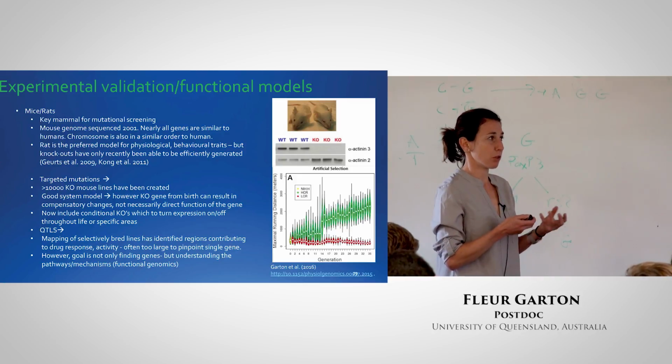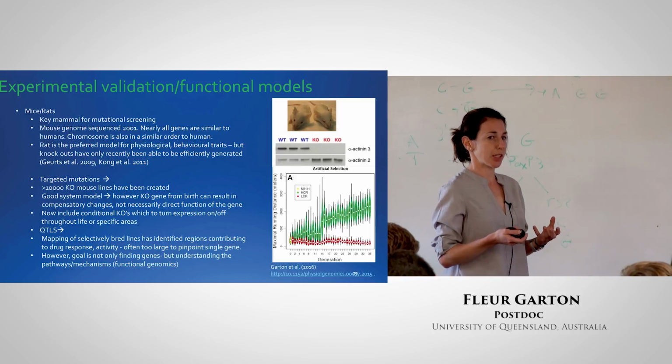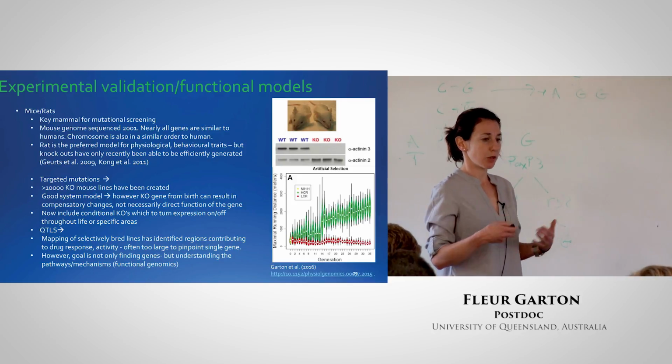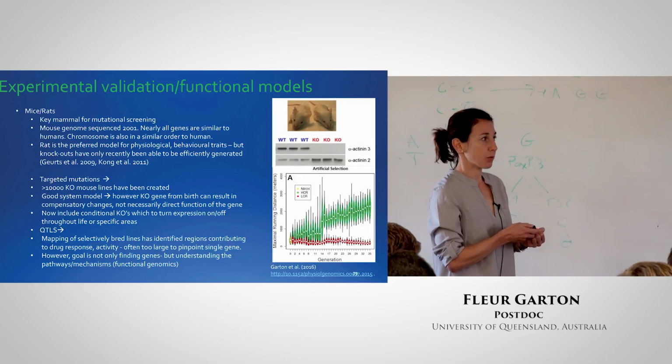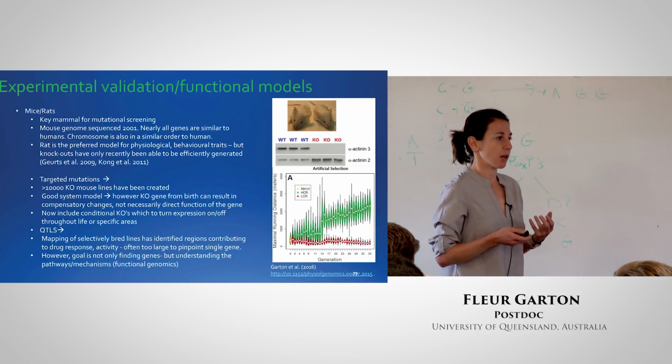This is just an example of what you might see when you have a knockout. Here is your wild type and a particular gene. This is a protein blot, using tissue and then an antibody to detect whether the protein is present. For these 3 animals, you see the protein here, and for the knockouts, there is no protein.